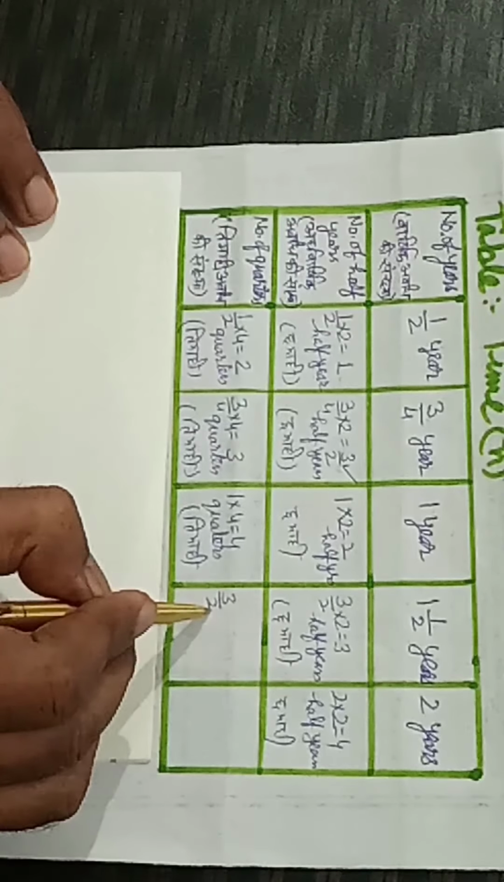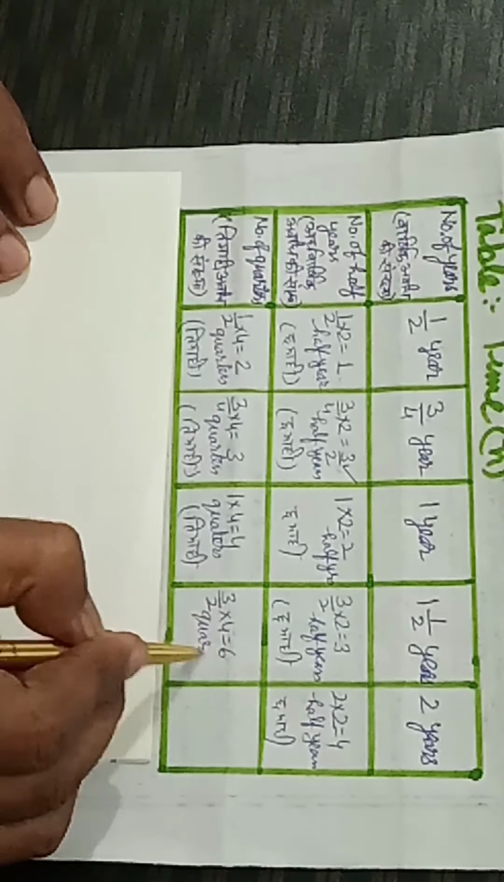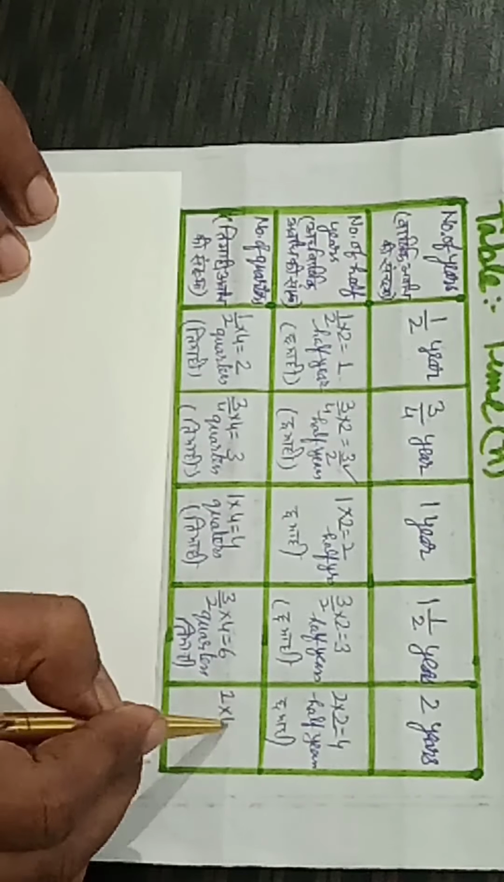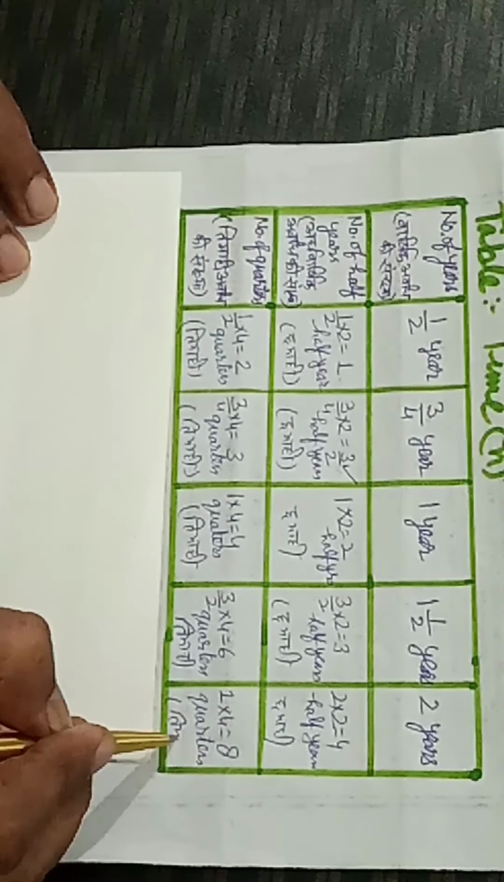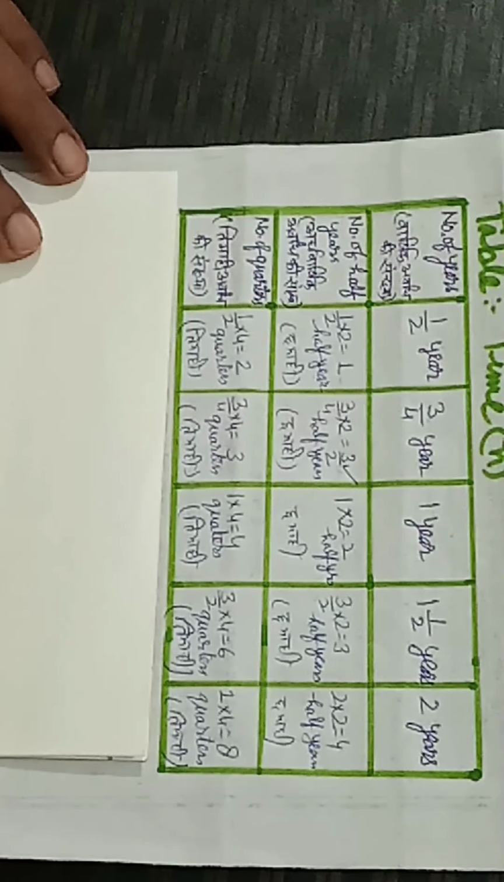And this is 3 by 2 year into 4 यानी 6 quarters, 6 तिमाही. 2 years into 4, that is 8 quarters यानी 8 तिमाही. रेट एंड टाइम में ये चेंज होगा if compound interest is semi-annually or quarterly calculated.